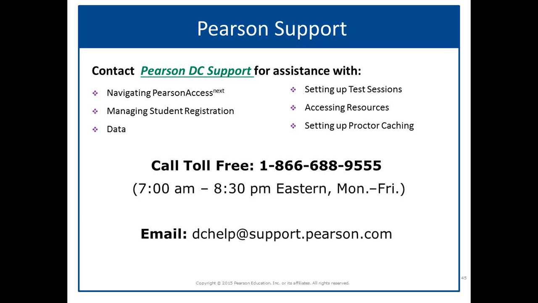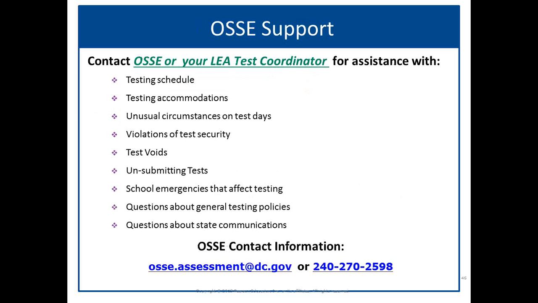Also, if you are more of an emailer than a caller, you can also email that call center at dchelp@support.pearson.com. We also have support for you here at OSSI. The OSSI assessment team is here to support you, and you can reach us by emailing ossi.assessment@dc.gov or calling our assessment hotline, which is open from 8 a.m. to 6 p.m. Monday through Friday, and that number is 240-270-2598.